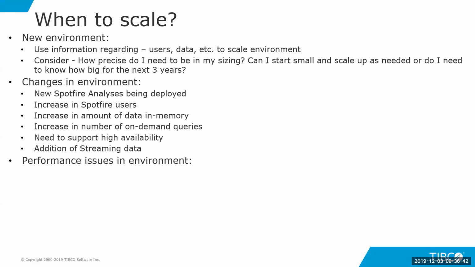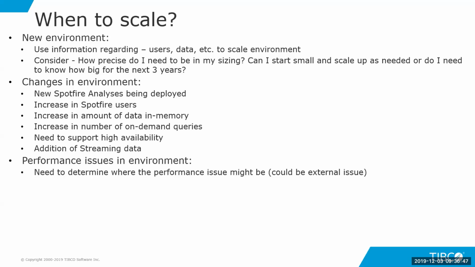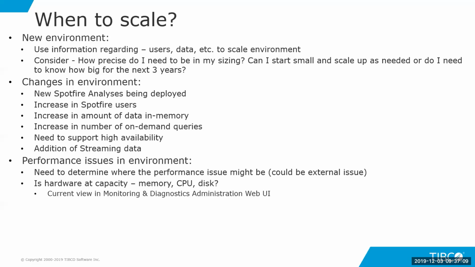The other thing is, are we having performance issues in the environment? We've gone through some of these. The first thing is to determine where the performance issue might be. Could it be an external issue? Maybe the database is slow, maybe some data source is not performing well, or maybe there's something wrong with the network. Also, an environment issue: is the hardware at capacity, memory, CPU, disk, which are some of the things we just looked at. So the monitoring diagnostics, and then historical information in the action logs and performance counter log files.